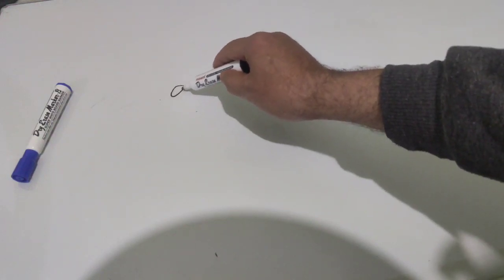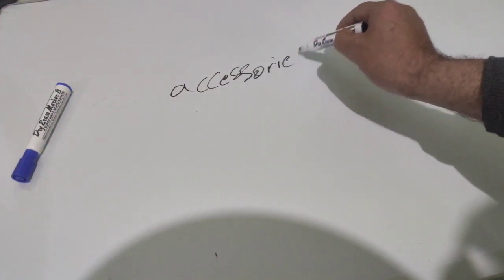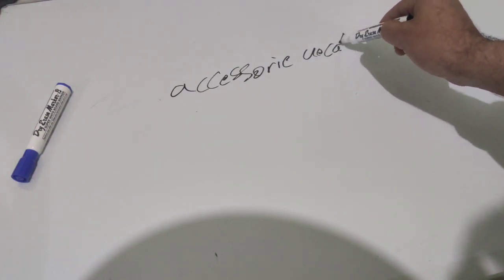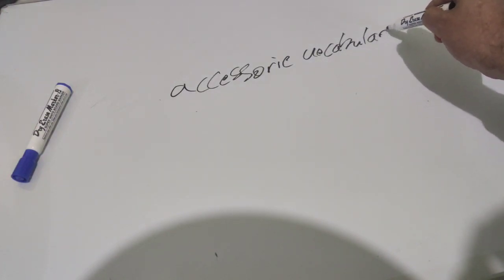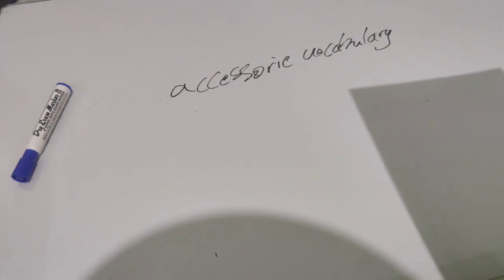Study another lesson together. This lesson is about accessories vocabulary. So we are going to see some examples of accessories and their names in English.